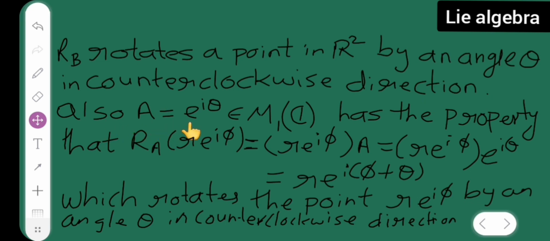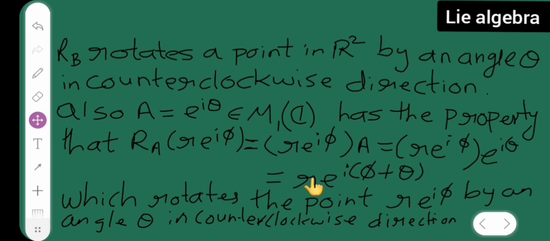Also I am taking A equal to e raised to power i theta belonging to M1 of C, this is my complex, has the property that R_A into r e raised to power i phi is equal to, this part I will write as it is, r e raised to power i phi into A. Now this R_A we are writing as A. Now what is my A? Nothing but e raised to power i theta, right? So this part I will write as it is, and what is my A? e raised to power i theta, which is given here.